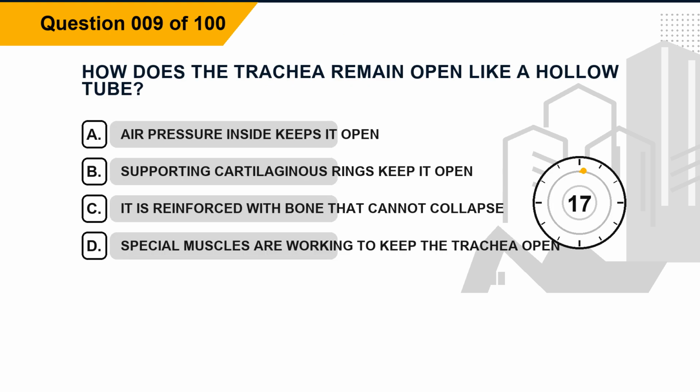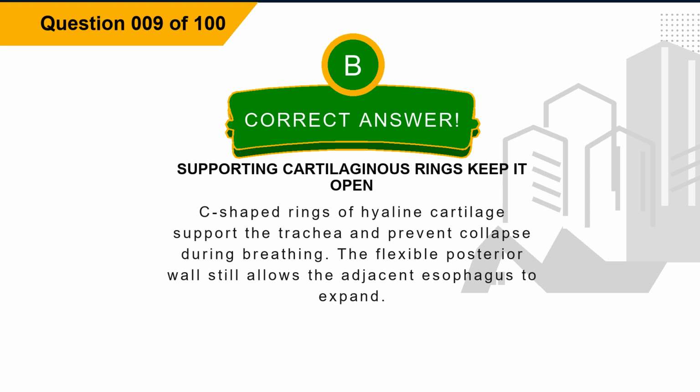Question 9. How does the trachea remain open like a hollow tube? Option A, air pressure inside keeps it open. Option B, supporting cartilaginous rings keep it open. Option C, it is reinforced with bone that cannot collapse. Option D, special muscles are working to keep the trachea open. The correct answer is option B, supporting cartilaginous rings keep it open. Explanation. C-shaped rings of hyaline cartilage support the trachea and prevent collapse during breathing. The flexible posterior wall still allows the adjacent esophagus to expand.